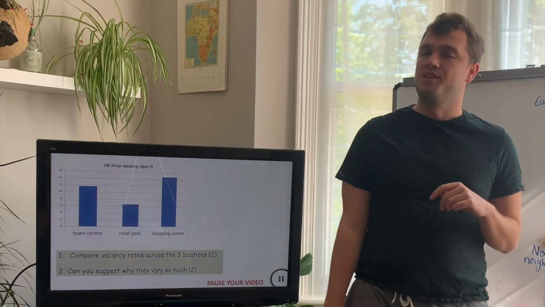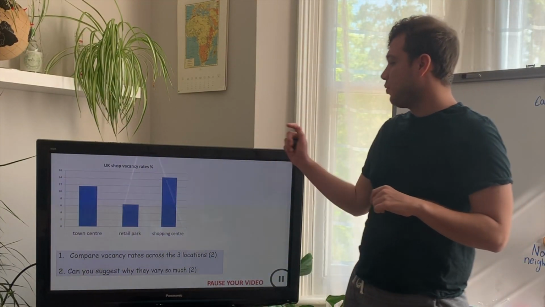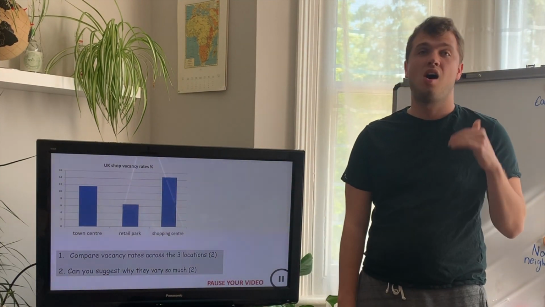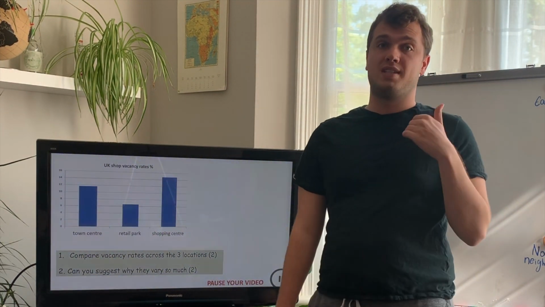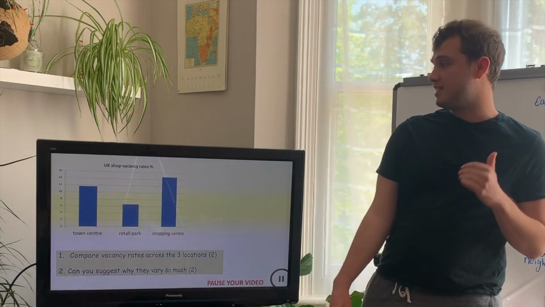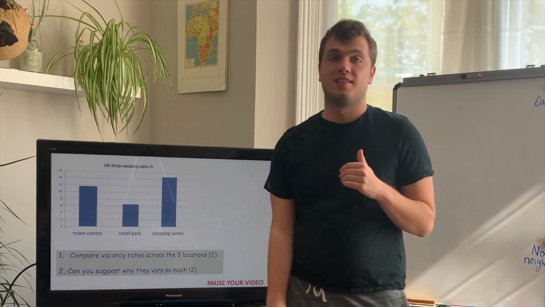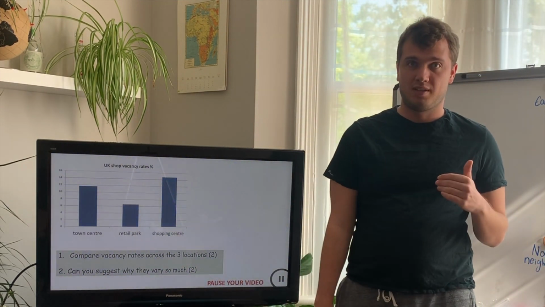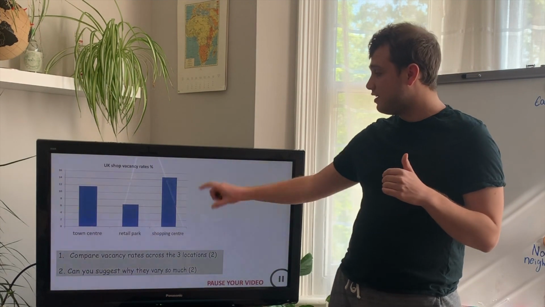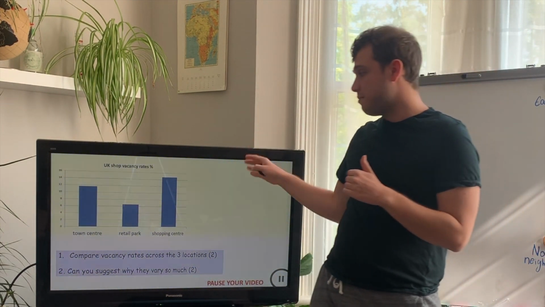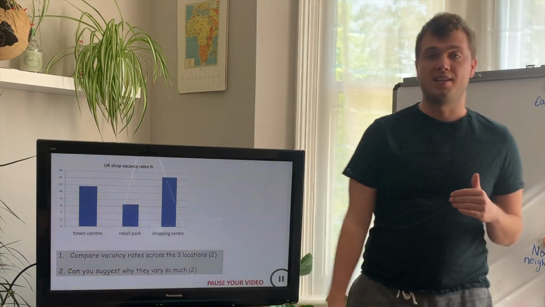Right, let's quickly go through these 2 questions. So, as we can see, shopping centres have got the highest vacancy rates. The highest percentage of units are empty in shopping centres, with a vacancy rate of just under 15%, whereas the lowest vacancy rate is in retail parks at just above 6%. So we can see the differences. Shopping centres, so places like Churchill Square, have got more empty units than places like retail parks.